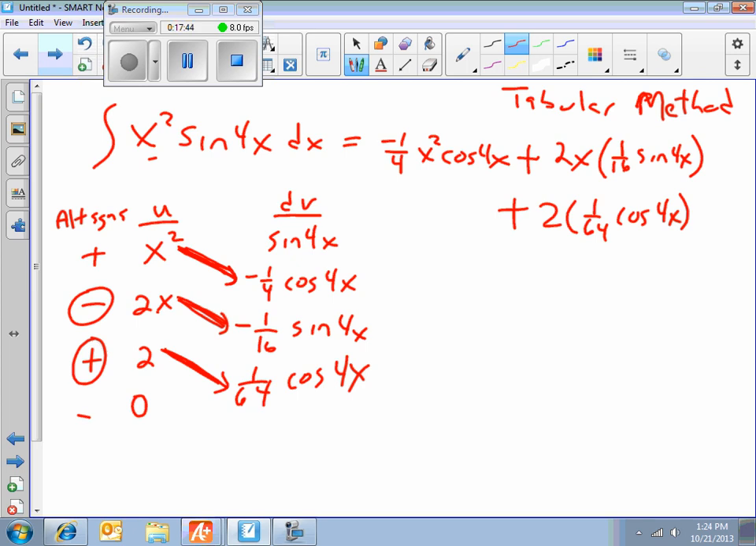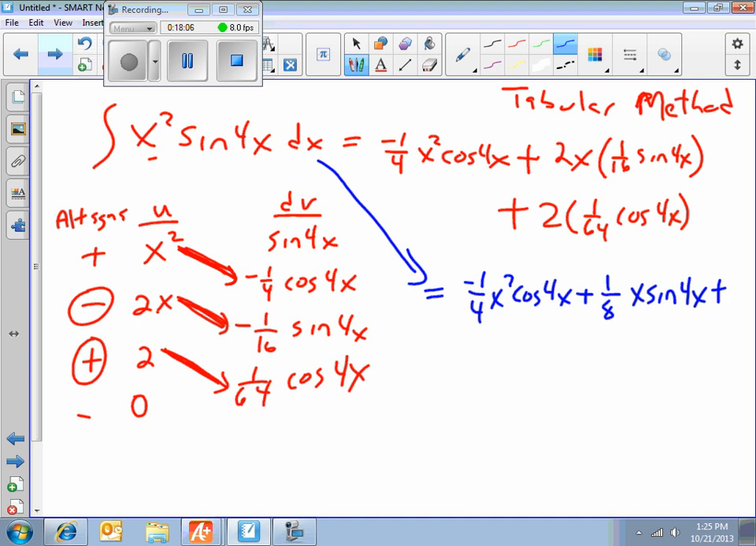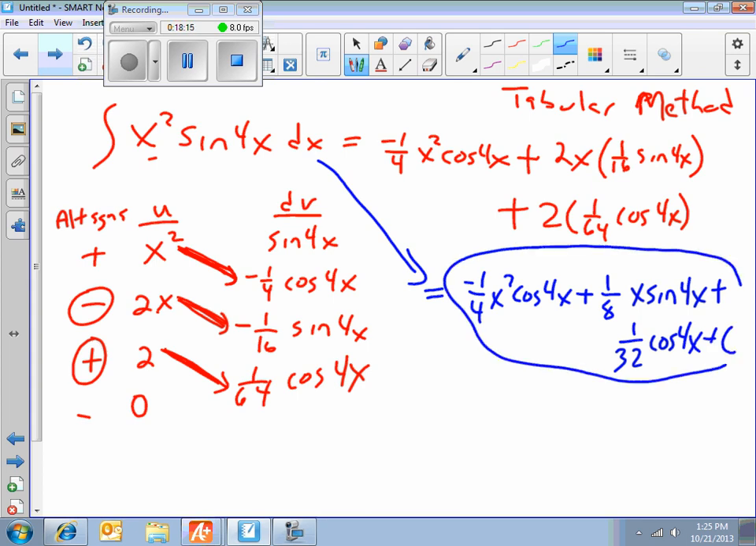So this really has 3 components to it. I'm going to just rewrite it again so it looks a little bit neater. So this one here is equal to negative 1/4 x squared cosine 4x, plus, simplifying this a little bit, 2/16 would be 1/8 x sine of 4x, plus 2 times 1/64 is 1/32 cosine of 4x plus c. And that is the answer.